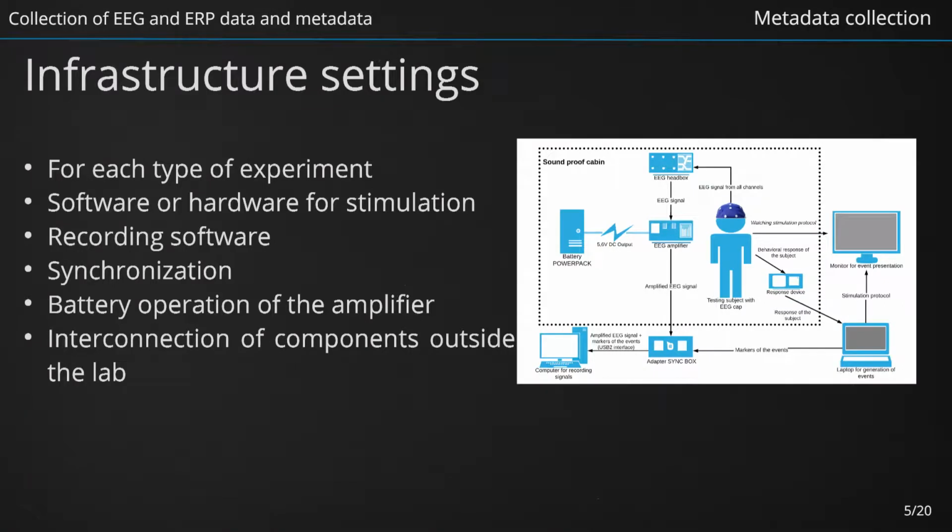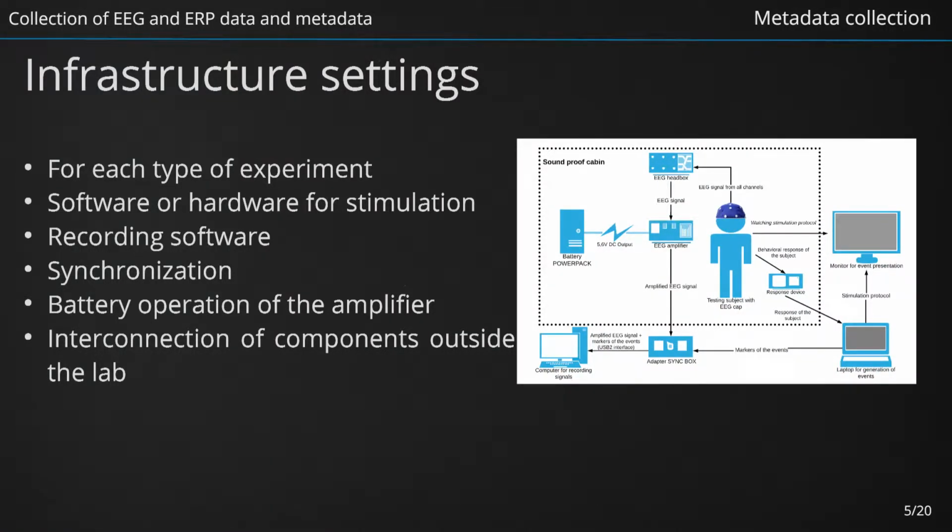Although the basic hardware and software infrastructure for performing EEG and ERP experiments is prepared in advance, we discussed this infrastructure already in the second part of our tutorial, it is necessary to set some of its components for each type of experiment. This applies in particular to recording and then for stimulation that is performed during ERP experiments. For stimulation, software tools or hardware devices could be used. Setting up both stimulation and recording software will be described in more detail on the next slides.